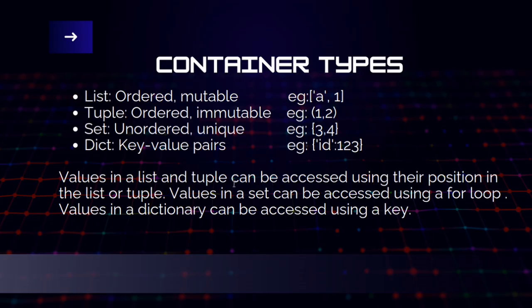Values in a list and tuple can be accessed using their position in the list or tuple. Values in a set can be accessed using a for loop. Values in a dictionary can be accessed using a key.